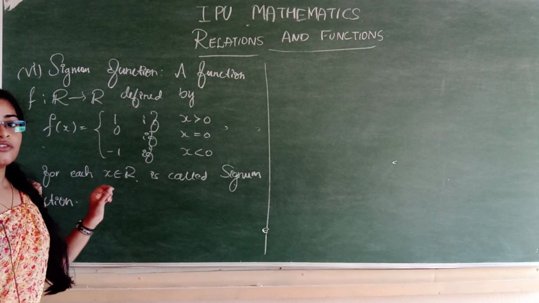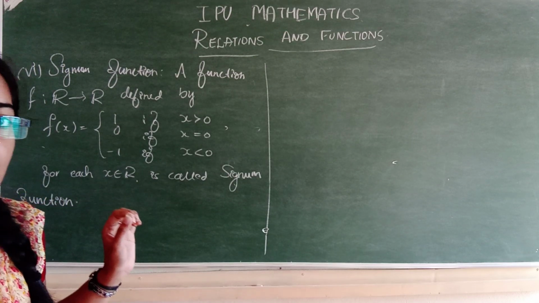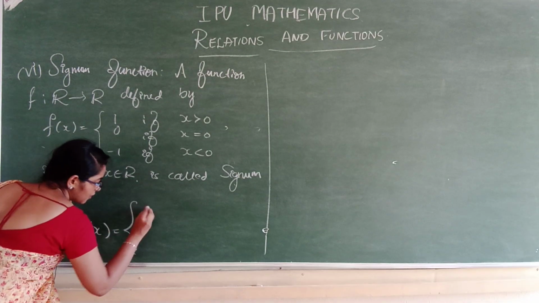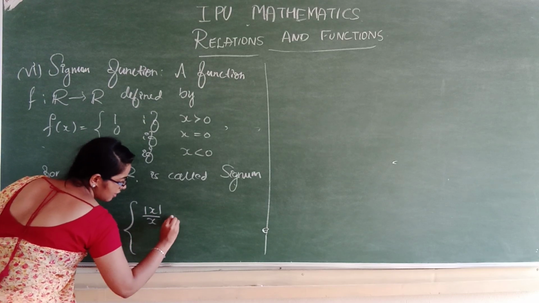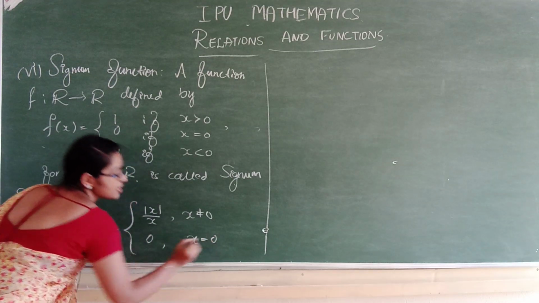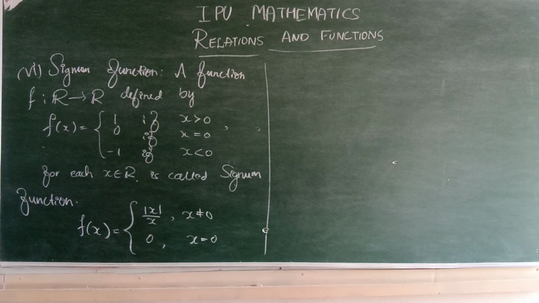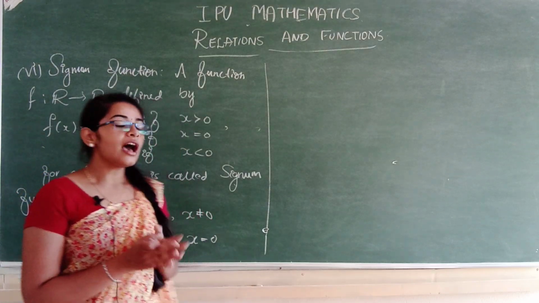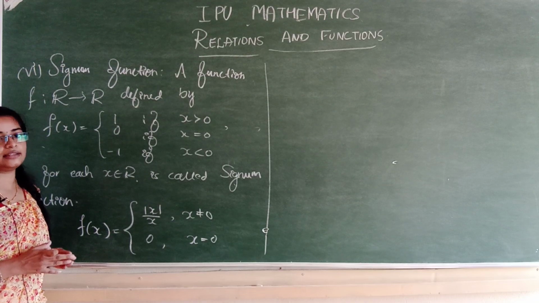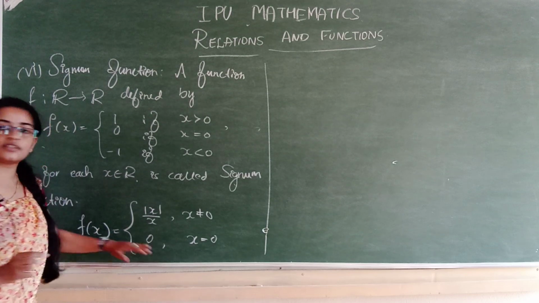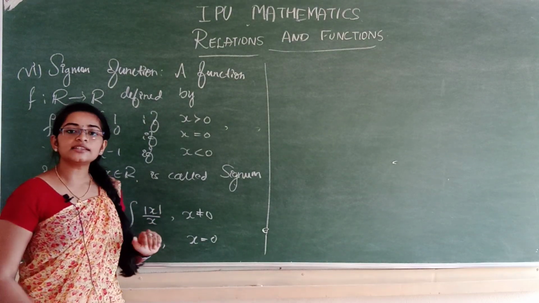We can define the signum function like this also. f of x is equal to mod x divided by x for x not equal to 0, and 0 if x is equal to 0. This also gives the same thing as the signum function. We already know that mod x is equal to x if x is greater than 0, and mod x is equal to minus x if x is less than 0. So x equal to 0 is dealt separately, the value is 0 itself. And what happens if x is greater than 0?